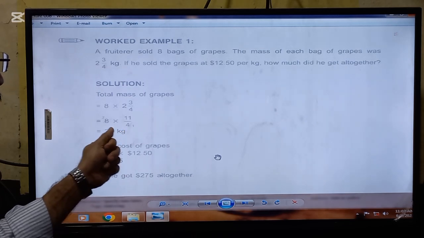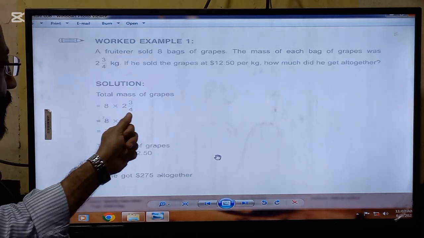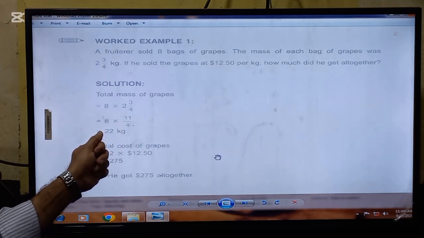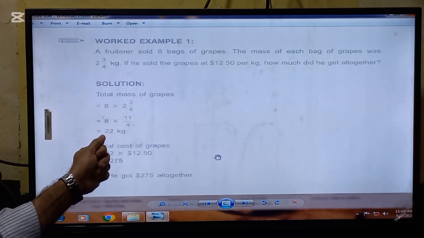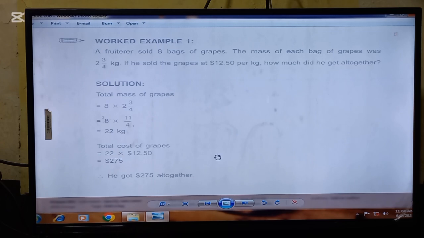So look, 4 ones are 4, 4 twos are 8. Now multiply the numerator with the numerator and denominator with the denominator. So 2 11s are 22 and 1 ones are 1, and there is no need to write 1 in the denominator. So 22 kg is the total mass of the grapes.